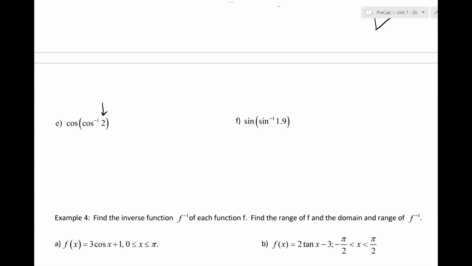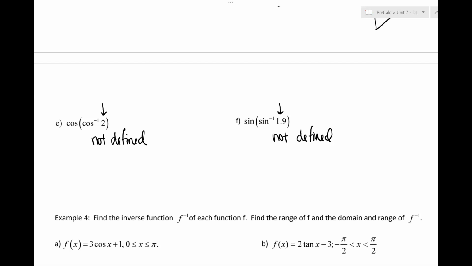Can I find an angle measure that gives me a cosine value of 2? No, because we just talked about that. Cosine and sine cannot have side ratios greater than 1. Why? Because their side ratios have a hypotenuse in the denominator. That is the largest side. That can never be greater than 1. Yes, good. Same thing here. These are not defined. These are not possible.